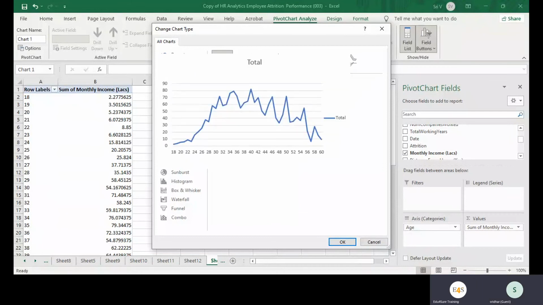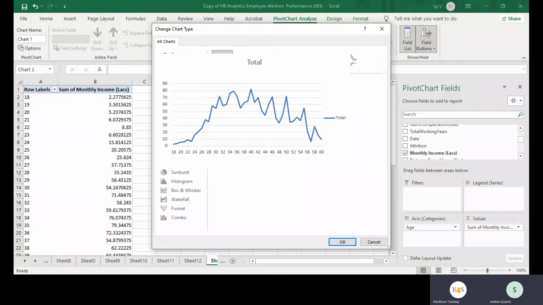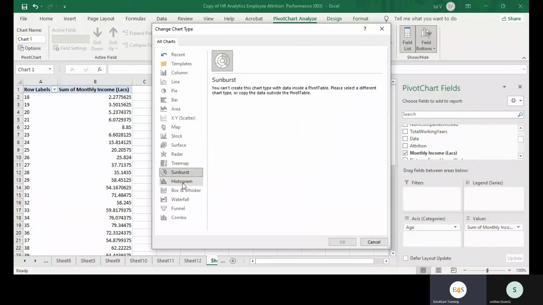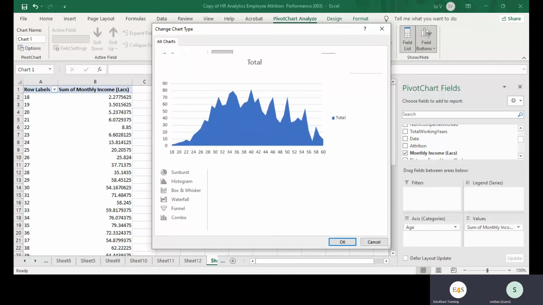This is the peak. Yes. So that 40 is the peak and then there is a fall until 60. Correct. So this is the best chart for this case. You can create an area chart also. Click on area. Yes. This is also a good chart for this case.